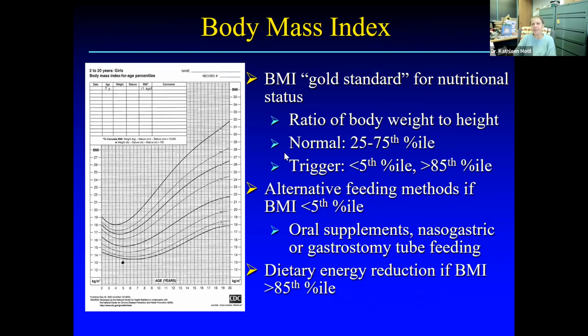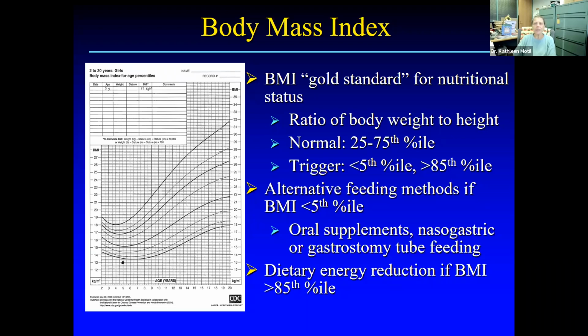The BMI, as many of my folks know, is my gold standard to look at nutritional status. And again, I put on this particular slide a copy of the body mass index chart. The body mass index chart reflects the ratio of the child's body weight to his or her height. We know that normal represents the 25th to the 75th percentile. So that's the spaces between these two dark lines, the 25th and the 75th percentile.